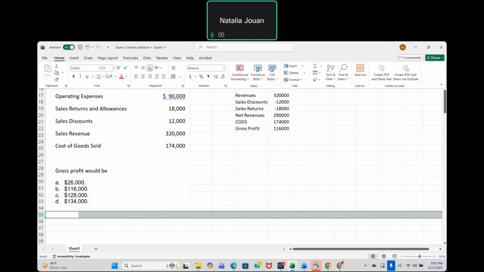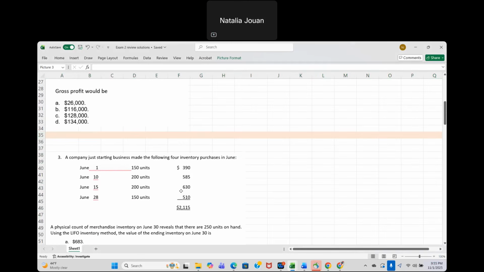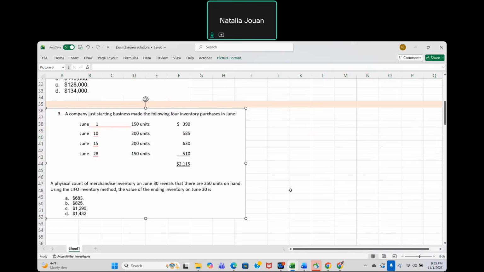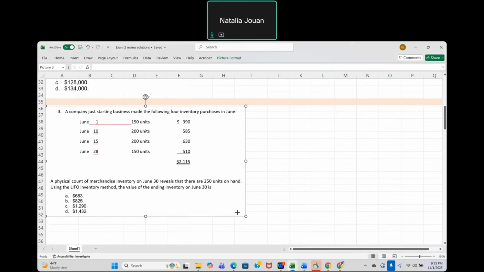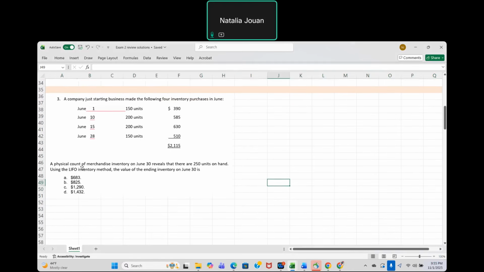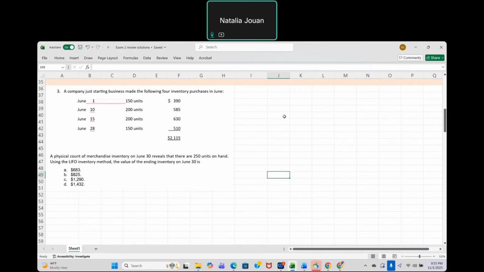Okay, let's move down to number 3. Ignore these lines. It's probably Grammarly telling me that they don't like the format. So ignore it. Here we go. So here's where it gets a little tricky, right? LIFO, FIFO. What do we do? Okay, let's set it up. That's going to help you.